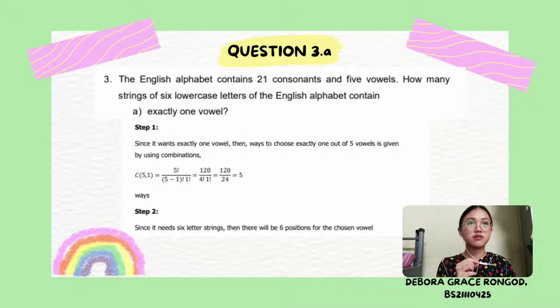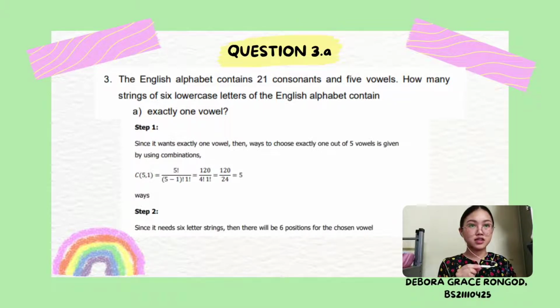Question 3. The English alphabet contains 21 consonants and 5 vowels. How many strings of 6 lowercase letters of the English alphabet contain exactly 1 vowel? First of all, since it wants exactly 1 vowel, to choose exactly 1 out of 5 vowels, we will use combinations. Therefore, C(5,1), 5 is our n, 1 is our r. We will have 120 over 24 equals 5 ways.